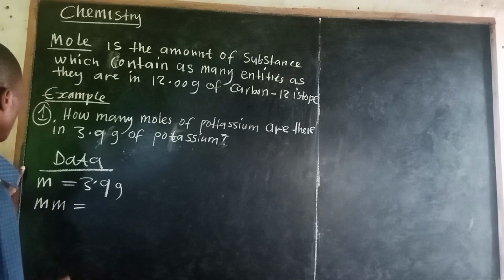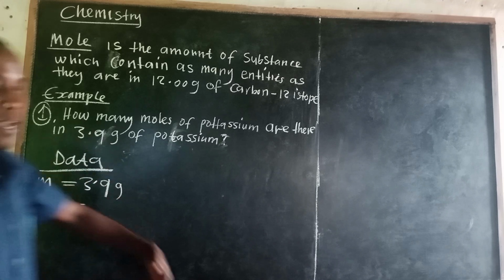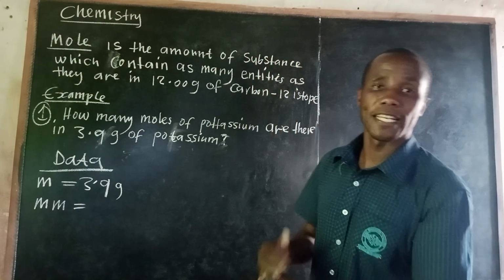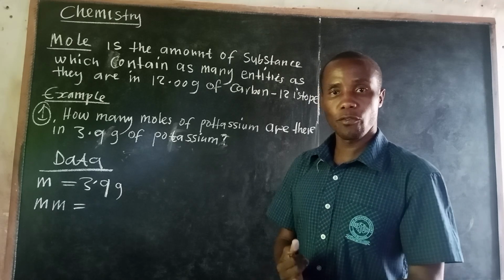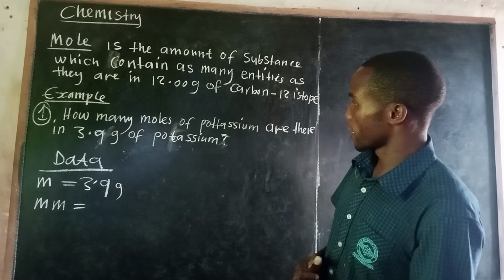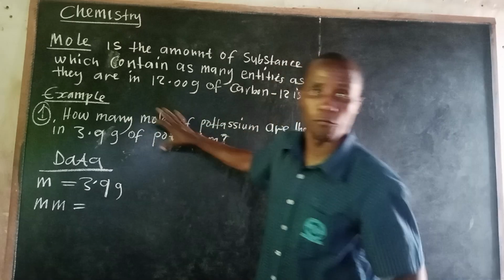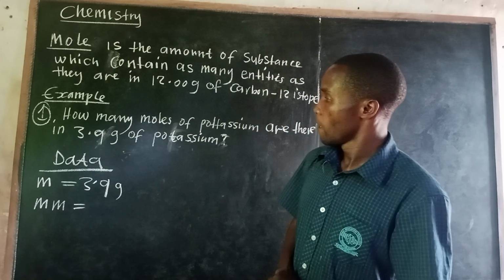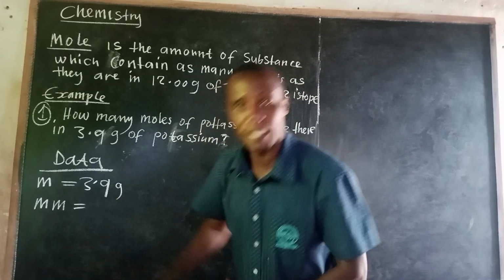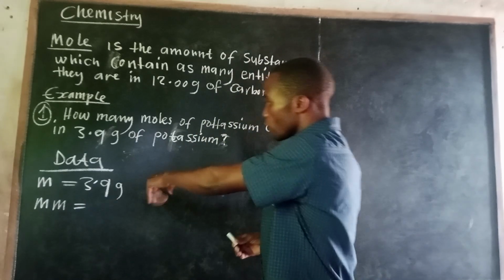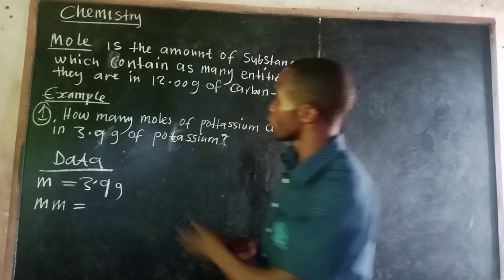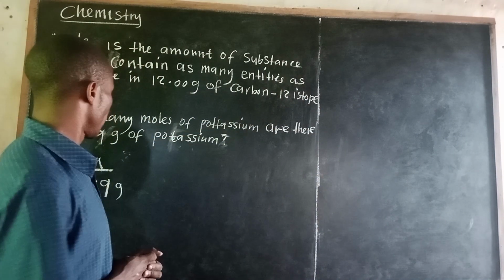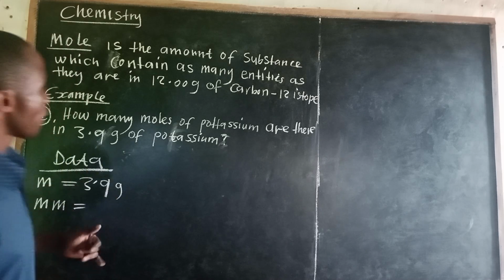Okay, so now how do we find the molar mass? Last time I taught you how to find the molar mass of an element, molecule, or a compound. So it's very easy for us now to find the molar mass of the potassium that we have here. Why is molar mass necessary here? Because it will be required when you'll be calculating the number of moles found in potassium.